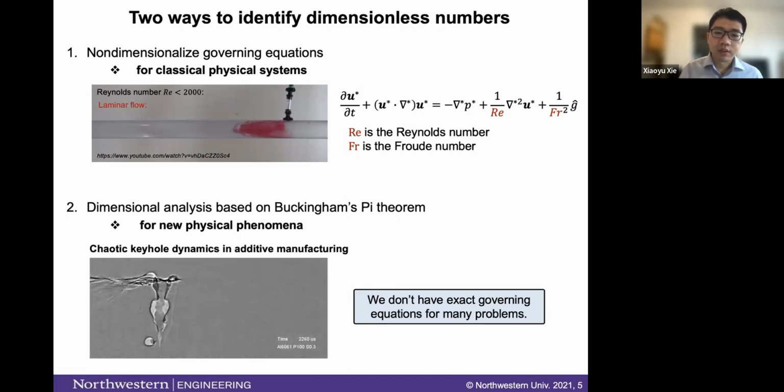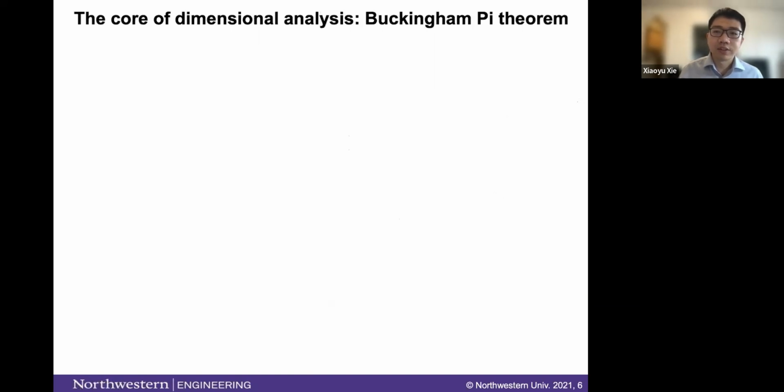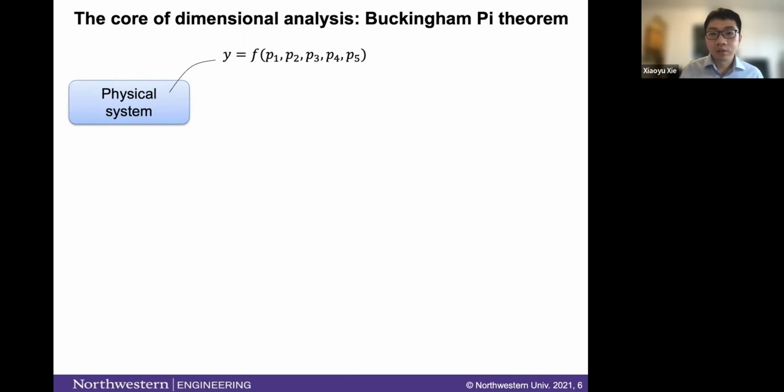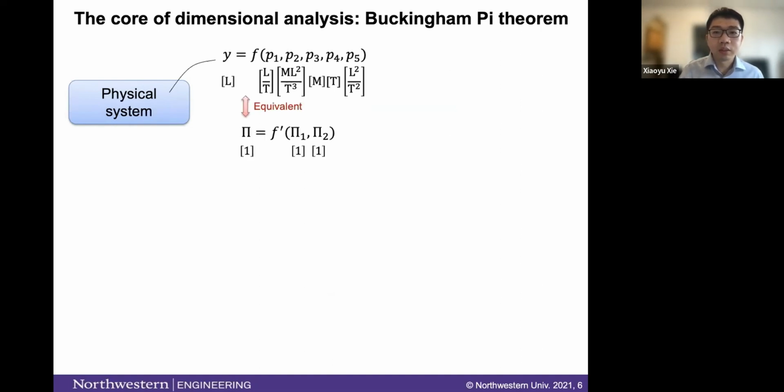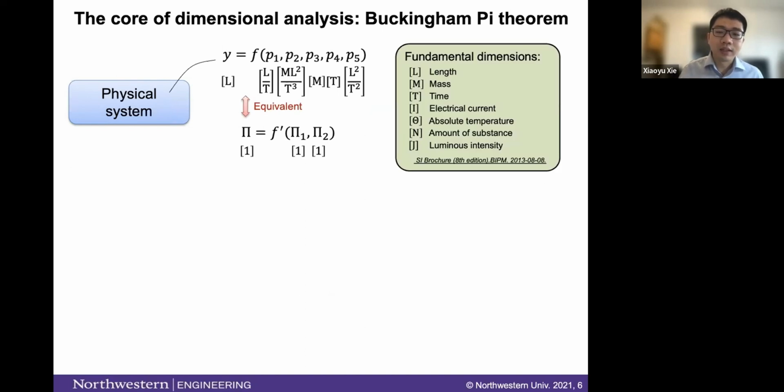We can do experiments in additive manufacturing, changing process conditions and material systems, and analyze the data using the Buckingham pi theorem. The core of dimensional analysis is the Buckingham pi theorem. For every physical system, if we analyze the causal relationships, we find that one dependent variable, y, is related to five independent variables. For each parameter, we can analyze its dimension, which is equivalent to the non-dimensionalized form. We should note that there are only 4 fundamental dimensions for mechanical systems: length, mass, time, and temperature.